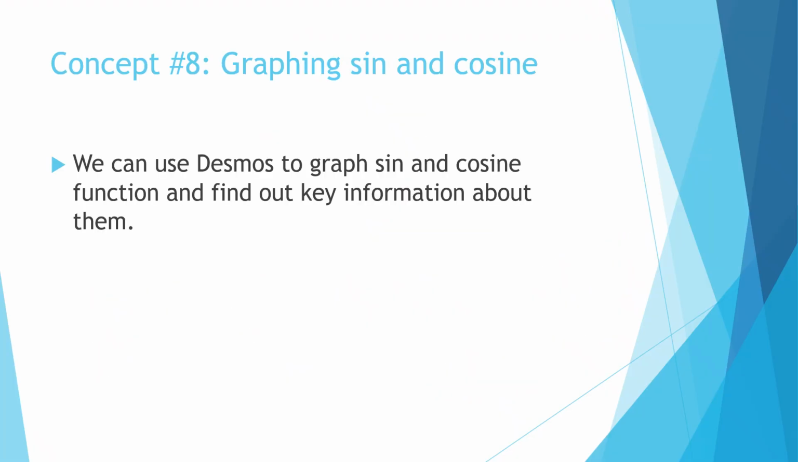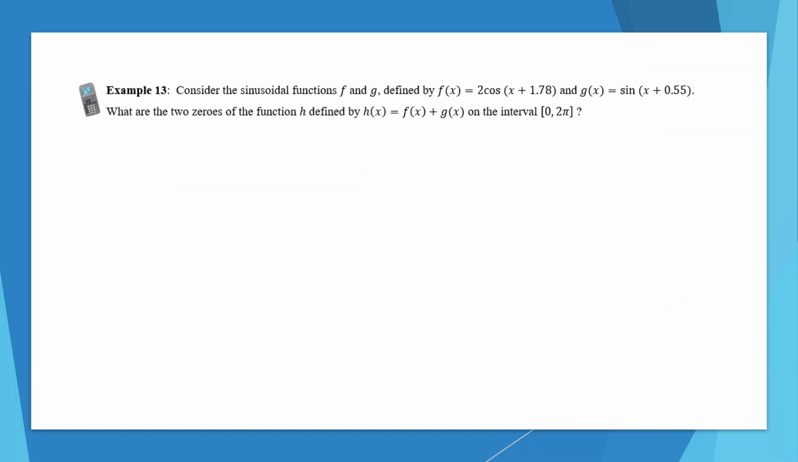All right, concept number 8, just graphing sine and cosine. You could also use Desmos to graph sine and cosine, and then figure out information about their midline, their amplitude, their max, min, period, everything like that. So let's work through a few of these problems. Here, consider those two functions. What are the two zeros defined by these two functions added together? So this is a composition function.